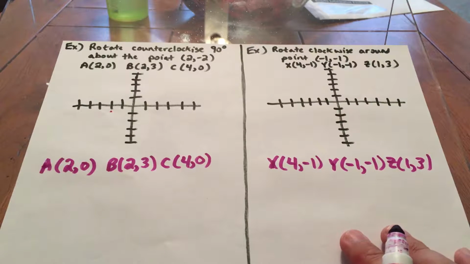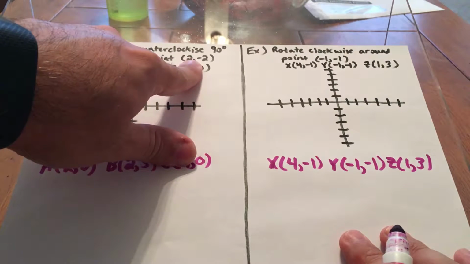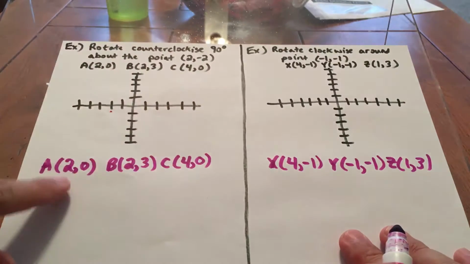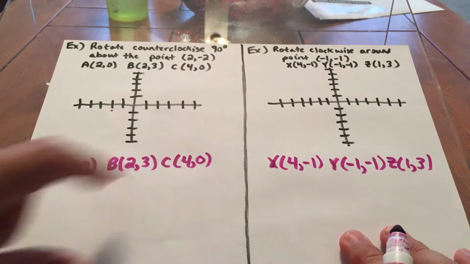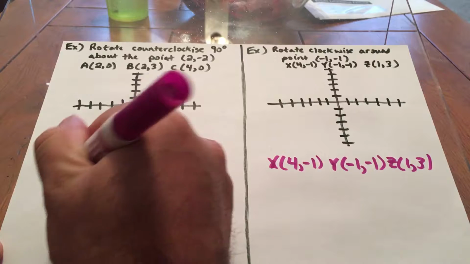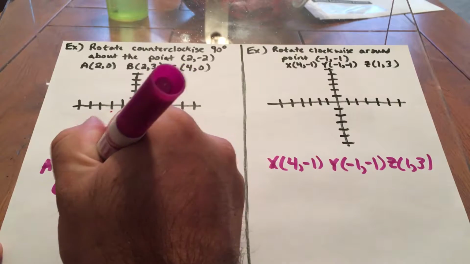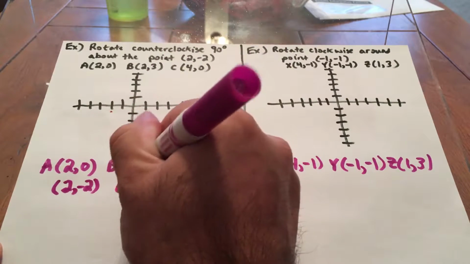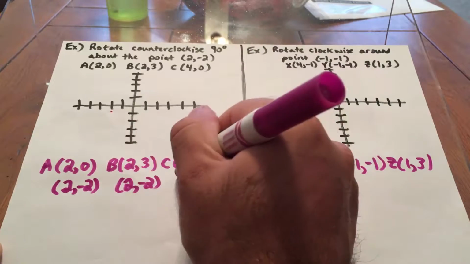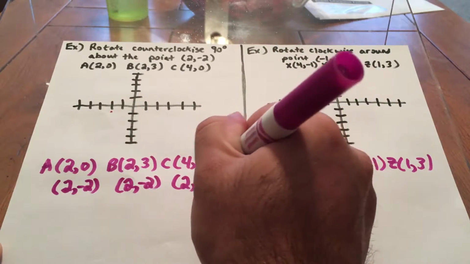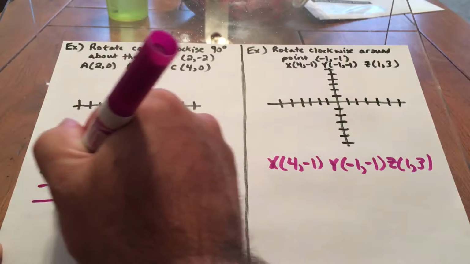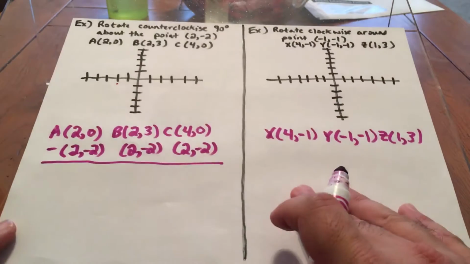So the first thing you need to do in order to do this rotation is take the point that you're rotating about and subtract it off of these points. So let's start by subtracting this point from all three of these points.